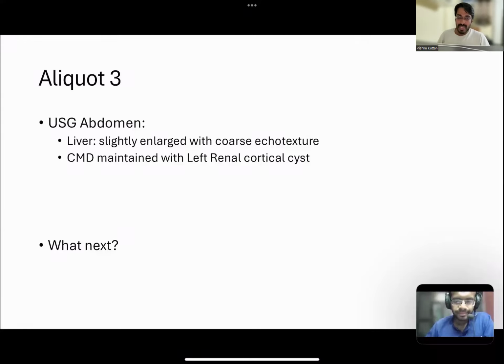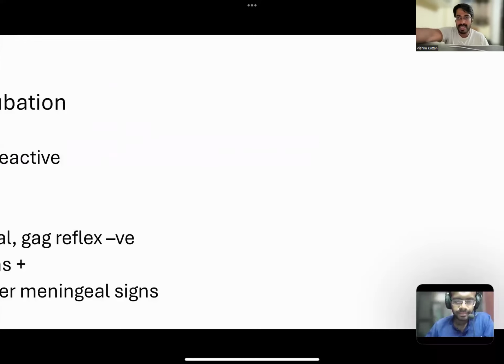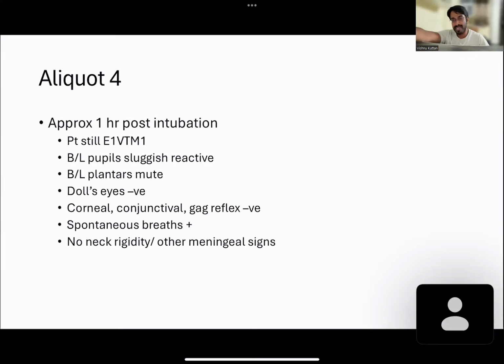So here we go. We go on to have our CT. And this is one hour post intubation. The patient is still E1 VT M1, pupils sluggishly reactive, bilateral plantars mute, doll's eye negative, corneal, conjunctival, gag reflex, everything negative. The patient was giving spontaneous breaths. No neck rigidity or any other meningeal signs.